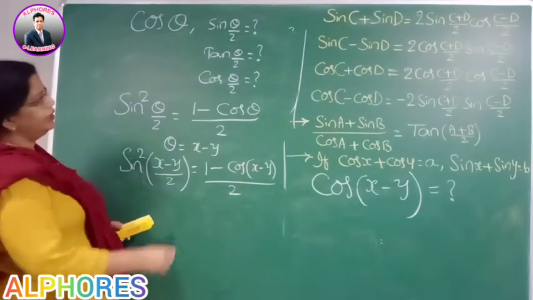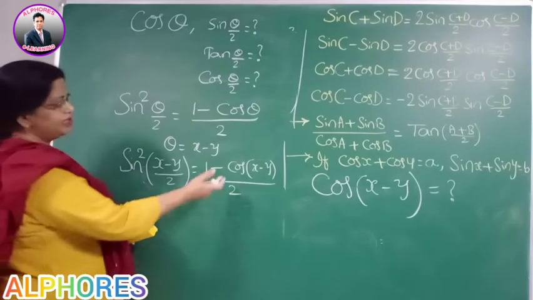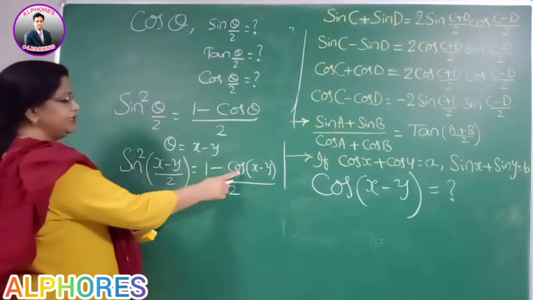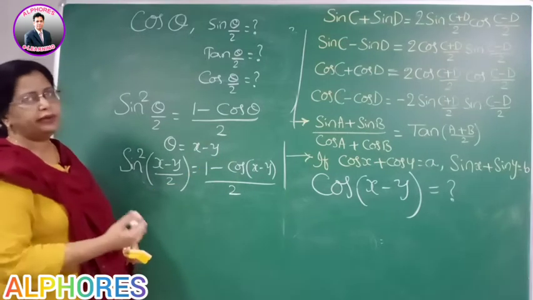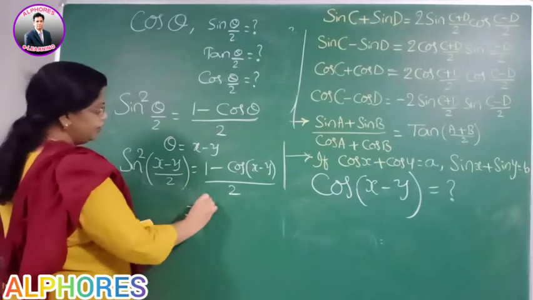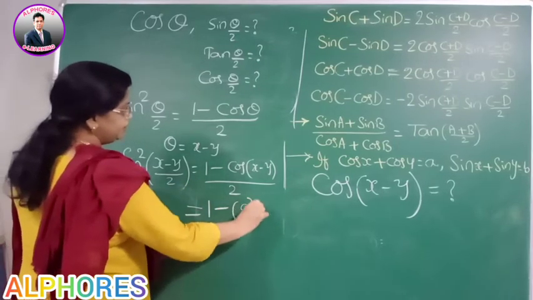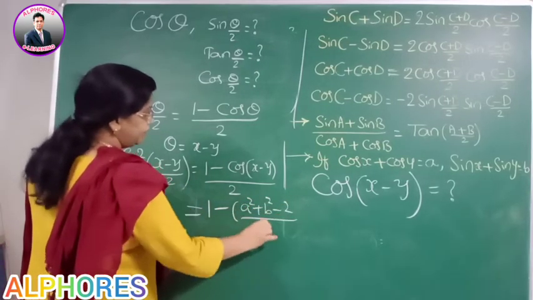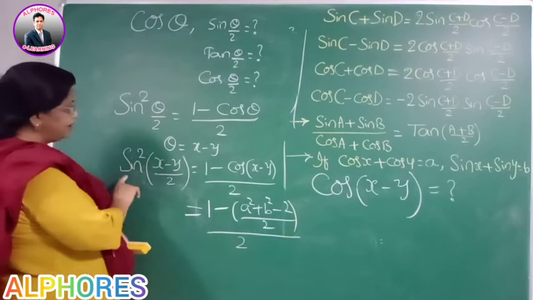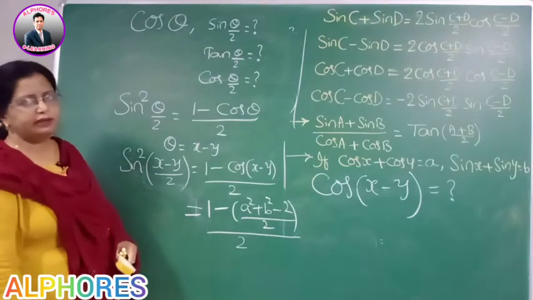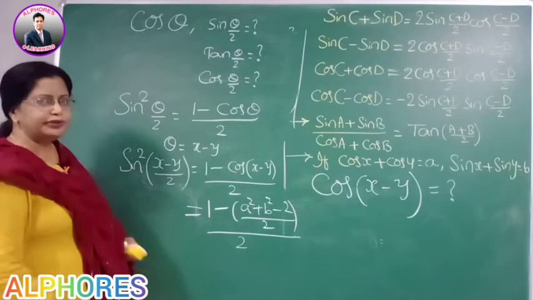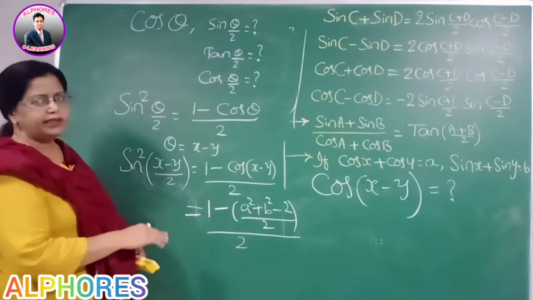Understand? Now let us substitute whatever value you just got for cos of x minus y. That is (a square plus b square minus 2) divided by 2, so it is equal to 1 minus ((a square plus b square minus 2) divided by 2) whole divided by 2. Thereby you can obtain sin square of (x minus y) by 2. Then we'll take the square root here. While taking the square root, you must use plus or minus under root.